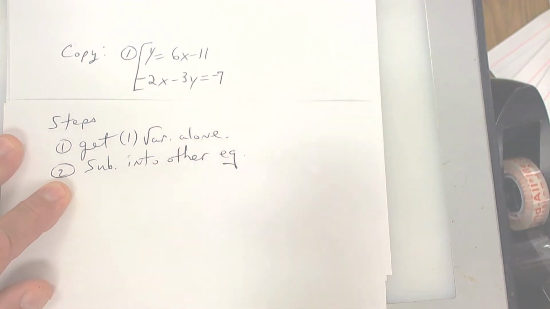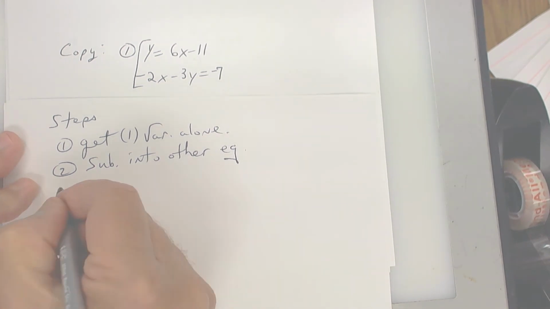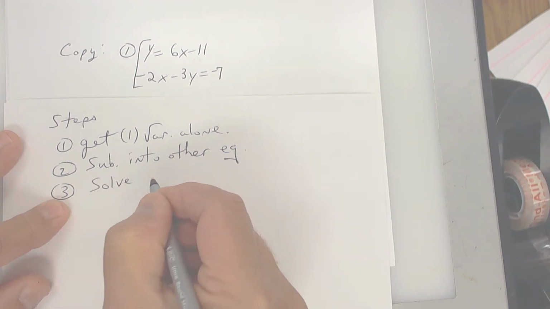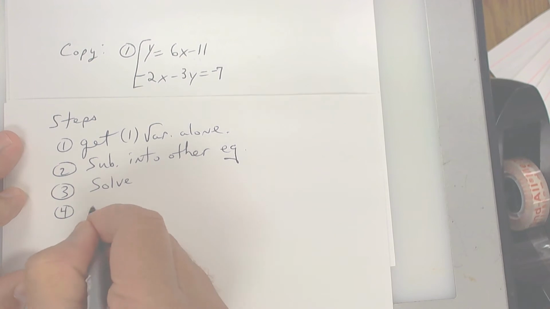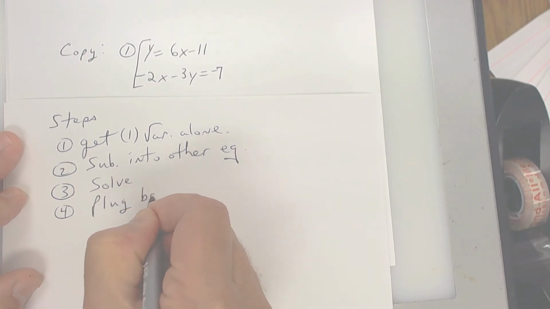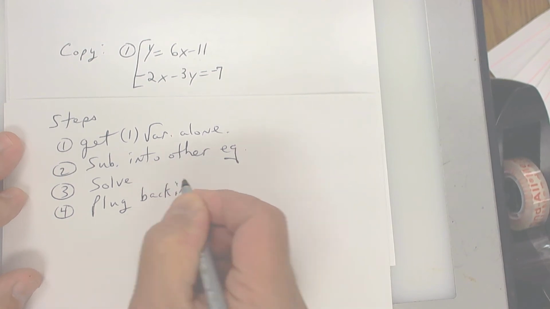Write this down. This is on the EOC systems of equations, okay? And then number three, solve and then plug back in. Plug back in. Now let me explain what all this is.